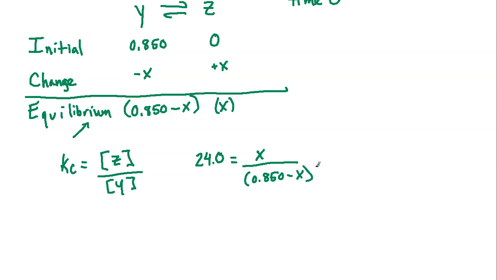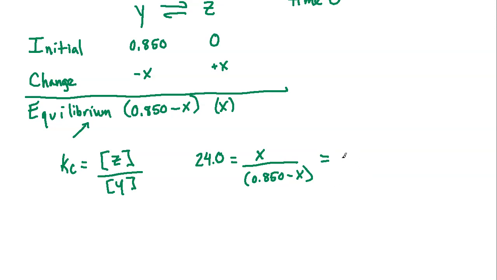So all that's really left is I have to do some algebra. I'm going to have to multiply each side by 0.850 minus x. When that comes over here, you're going to distribute the 24 by multiplying it through to both minus x as well as the 0.850. And then you simply need to solve for x. So I would encourage you to do that and then unpause the video.